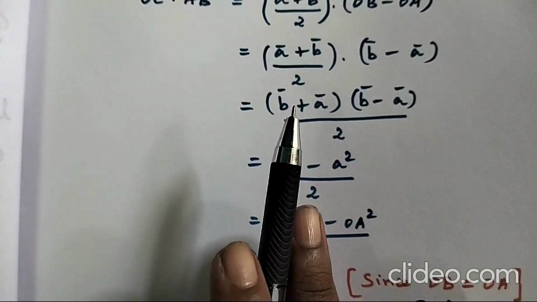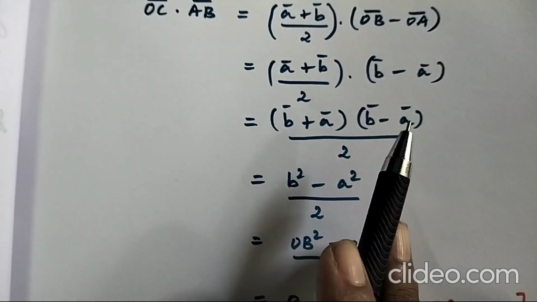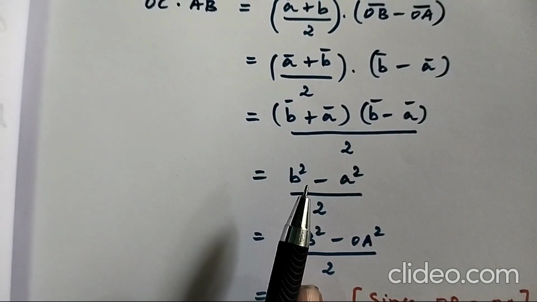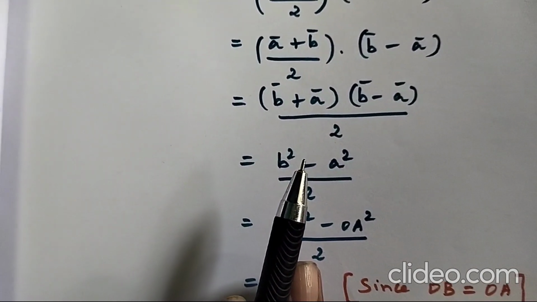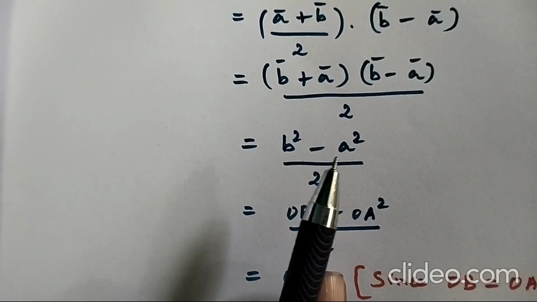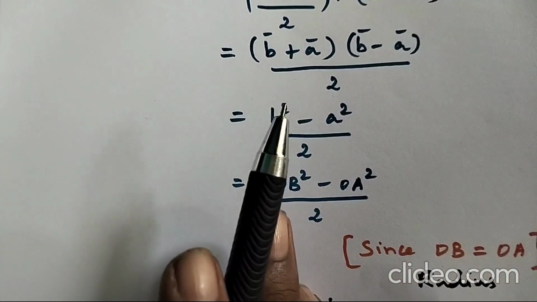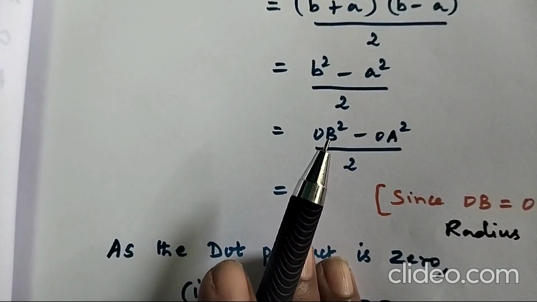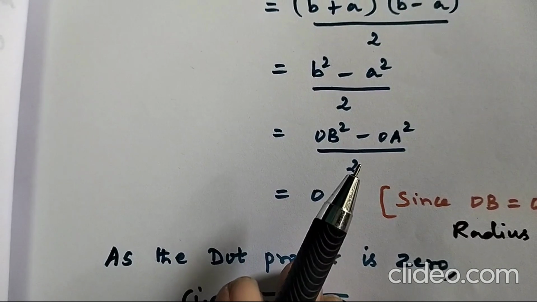Now what is in the numerator if we rearrange? a plus b can be written as b plus a, and b minus a is here. So (b plus a) dot (b minus a), whole divided by 2. What is (a plus b) into (a minus b)? a square minus b square, no? In the same way, what is (b plus a) into (b minus a)? That is nothing but (b square minus a square) whole divided by 2. Now let us again write the meaning of this vector b and vector a. b means OB and a means OA. So (OB square minus OA square) whole divided by 2.